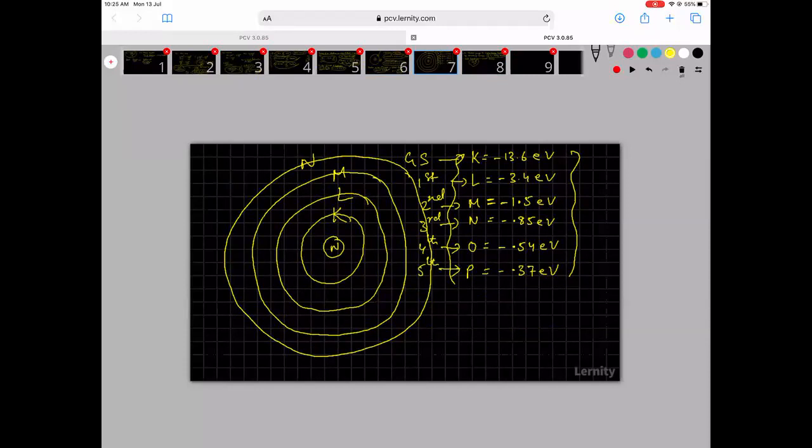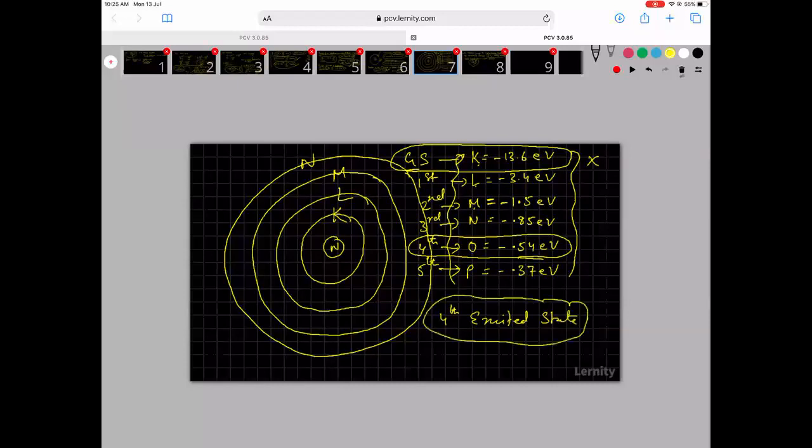So in case of a hydrogen, the electron is to be found in the first shell. If it is not in the first shell, but it is in the first, second, third, fourth, fifth shell, then we will say it is in the fourth excited state. So the electron is in the fourth excited state.